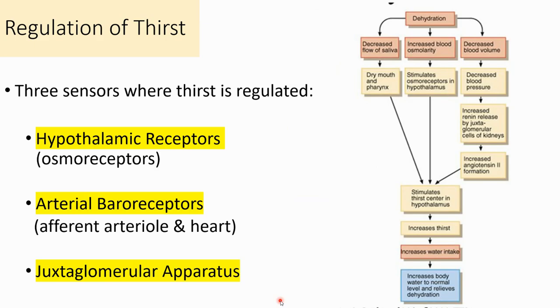So you've got three sensors where thirst is regulated. Like we said, the hypothalamic receptors, those osmoreceptors right there, the arterial baroreceptors, the afferent arteriole and the heart, which is going to pick up on the blood pressure and blood volume, and then that juxtaglomerular apparatus.